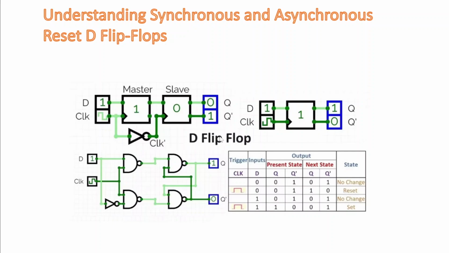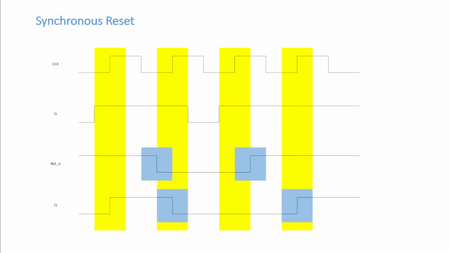Hi everyone. In the previous video we understood the D flip-flop and we saw the RTL code of the synchronous reset D flip-flop. In this video we are going to see more about the reset through the waveform, how synchronous and asynchronous reset will look in the waveform. We'll also see the RTL code of asynchronous reset. Let's start with the synchronous reset.